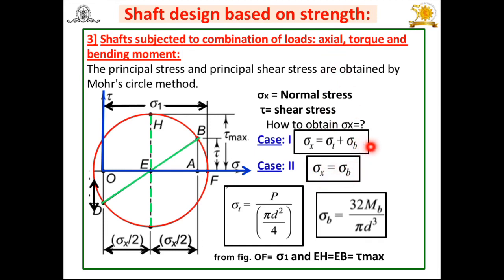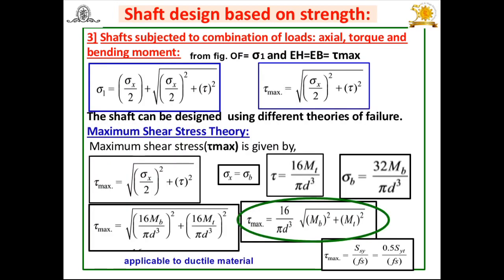Now let us consider the first case, that is sigma x. The sigma x is equal to sigma t plus sigma b. You can substitute sigma t is equal to this and sigma b is equal to this. You will get sigma x. Substitute this sigma x here and find out sigma 1 and find out tau max. This is the approach to find out the value of principal stress and principal shear stress. Try to understand. Again here, now let us find out sigma 1. Sigma 1 is OE plus EF, but EF is equal to EB, that is the radius. Therefore OE plus EB. Let us see in the next slide.